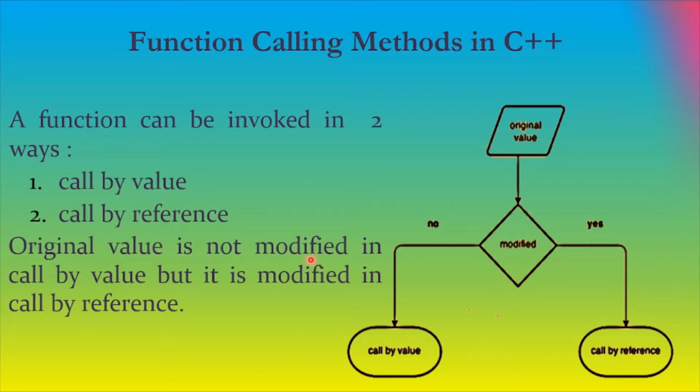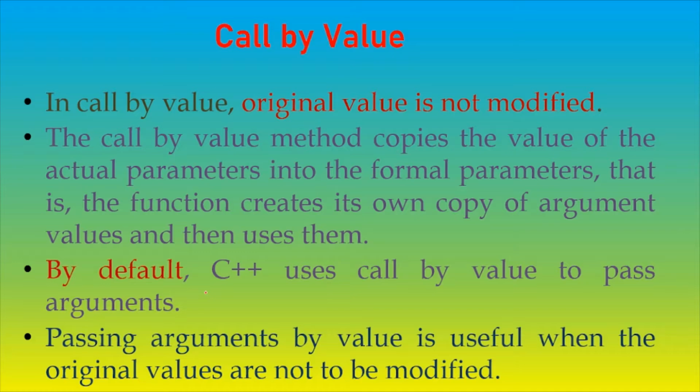The original value is not modified in the call by value method, and the original value is modified in the call by reference method. First is the call by value method.